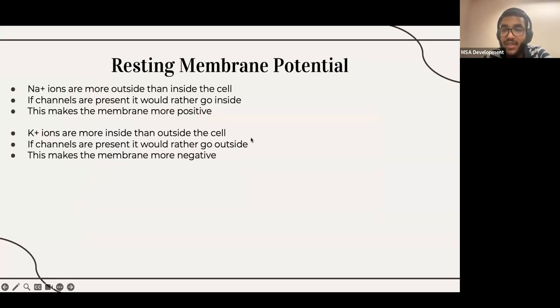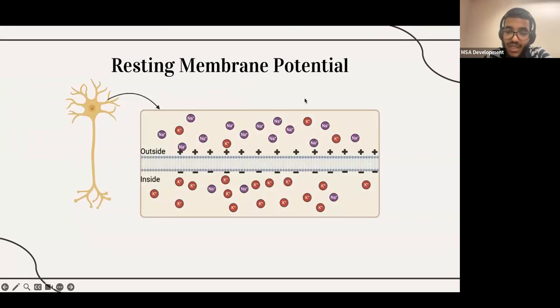Okay, so now these two ions, which are the two main ions in the body, they're opposing each other. Sodium wants to make the membrane more positive if there were channels, and potassium wants to make the membrane more negative because it wants to leave. If a positive ion leaves, then the inside would become more negative, okay? And if a positive ion enters, then it will become more positive. So they're opposing each other.